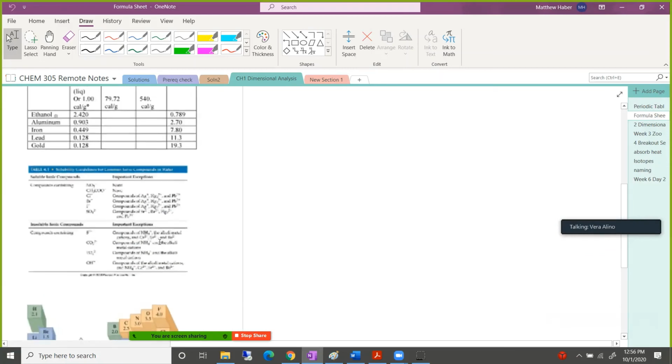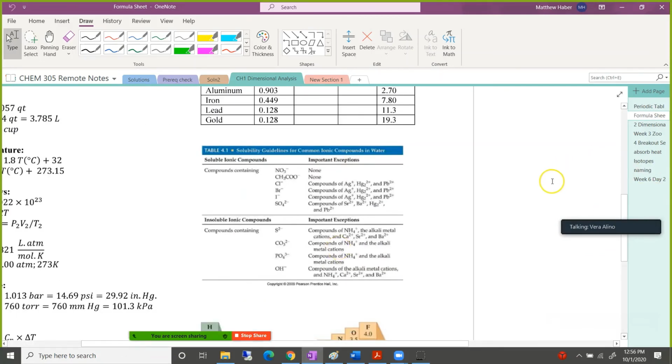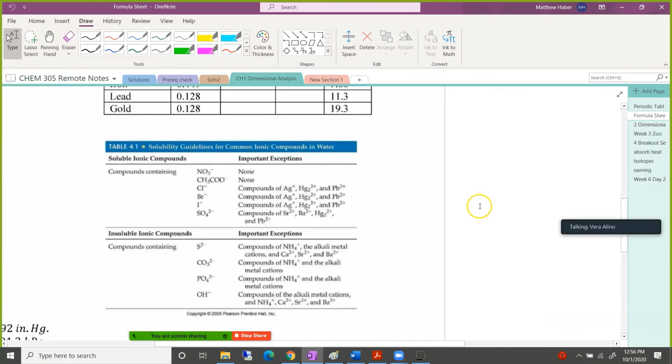This is the formula sheet that you can see under modules, essential data. You will see this little portion right here on the right side. These are your solubility guideline charts. You're going to see that it's split into two parts, right? We have the soluble ionic compounds and the compounds that are insoluble in water.